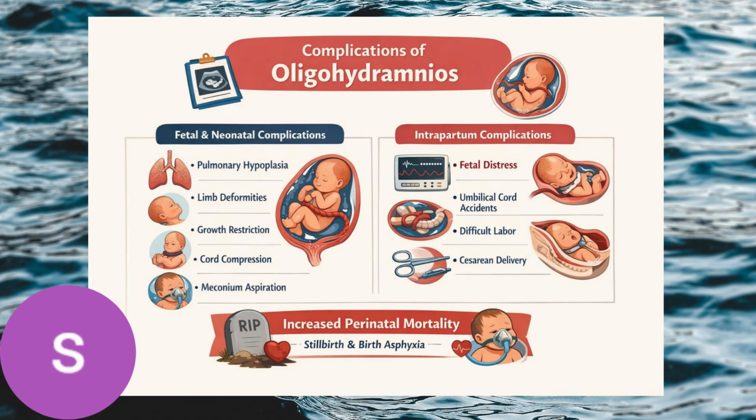Intrapartum complications include cord compression, abnormal fetal heart rate pattern, and an increased likelihood of operative delivery, such as induction of labor or caesarean section. Neonatal complications may include respiratory distress, sepsis, and the need for neonatal intensive care unit admission. Overall, oligohydramnios is associated with increased perinatal morbidity and mortality, highlighting the importance of early diagnosis, close fetal surveillance, and timely delivery.